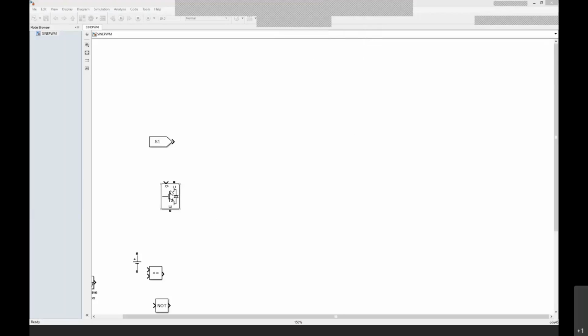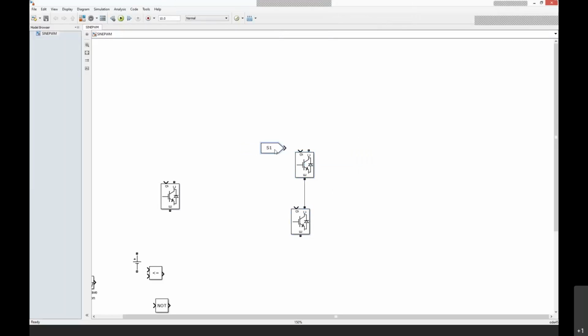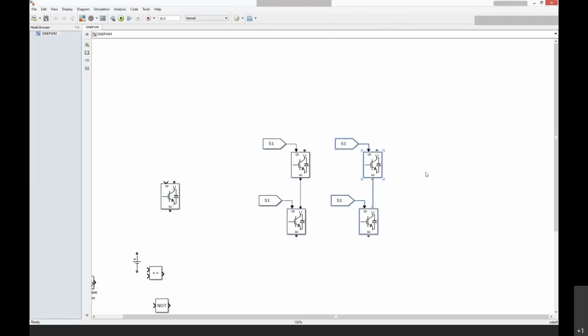So let us construct an H-bridge based single phase inverter. For that you require 4 switching devices. I'm using these From and Goto tags to give the firing signals. So this is one phase leg. I need to duplicate this one, so we need to form an H bridge. And you require a DC source for this. A DC source is connected like this.